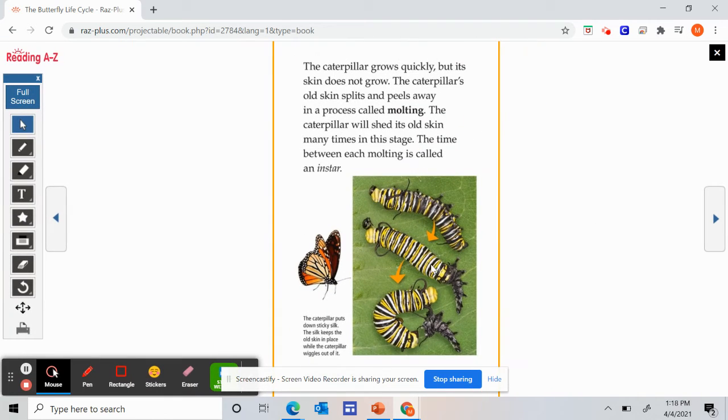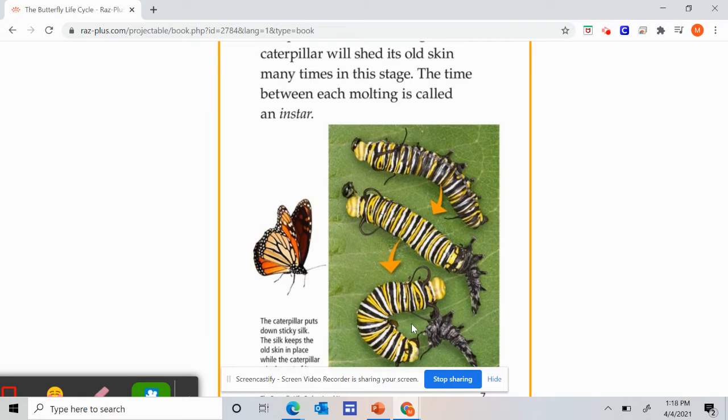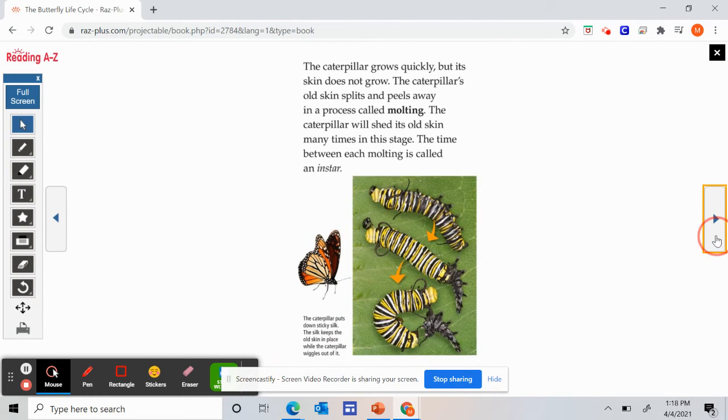Later on, in the video that you're going to watch, you're going to see this molting process and how it eventually turns into the chrysalis or the pupa.